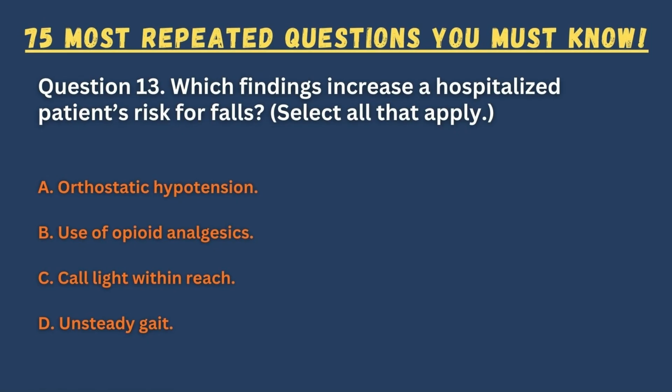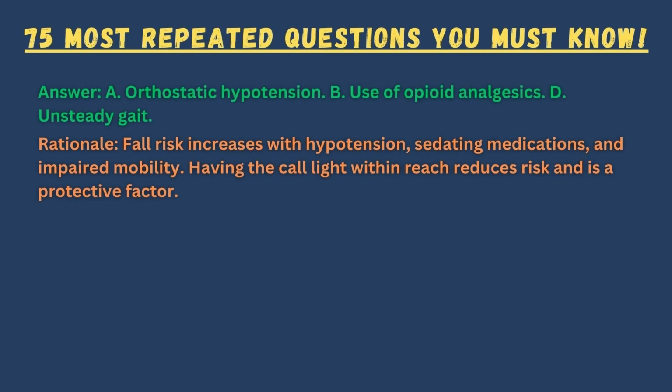Question 13. Which findings increase a hospitalized patient's risk for falls? Select all that apply. A. Orthostatic hypotension. B. Use of opioid analgesics. C. Call light within reach. D. Unsteady gait. Answer. A. Orthostatic hypotension. B. Use of opioid analgesics.